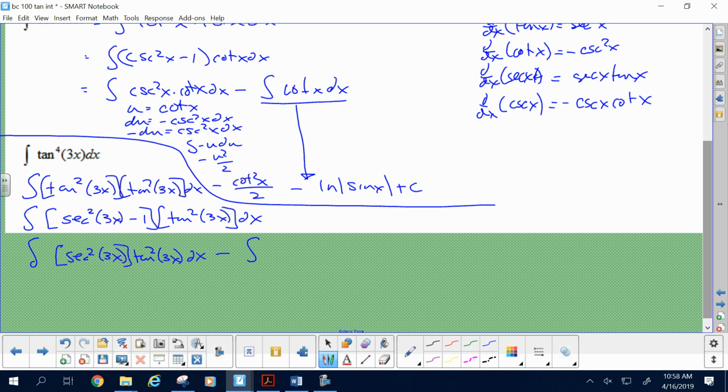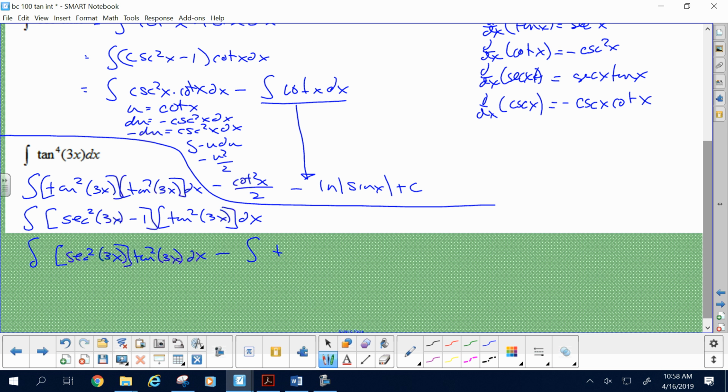Do you see how you would go about that one? What would your approach be on that? U sub. U as tangent or secant? Tangent. You could let u equal tangent, then you'd have u squared for the tangent squared, and that would serve as your du. Then we'll have to work out the 3 and all that stuff, right? Are you with me? All right, so that one feels good.